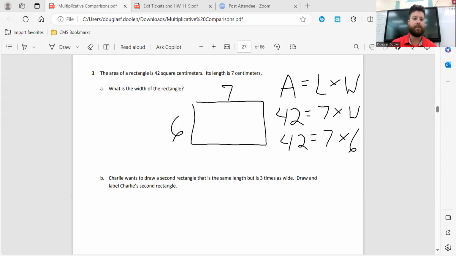Now let's look at B. I'm going to write that back in. Hold on, sorry. 42 centimeters squared. Okay. Now B. Charlie wants to draw a second rectangle that is the same length, but is 3 times as wide. Do I care that the name is Charlie? No, we don't care. Some other person wants to draw a second rectangle. So let's draw a second rectangle.